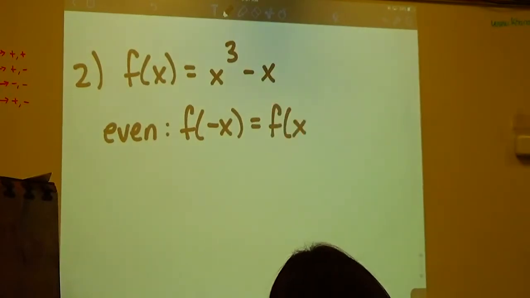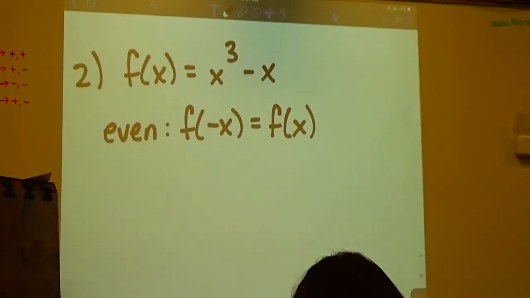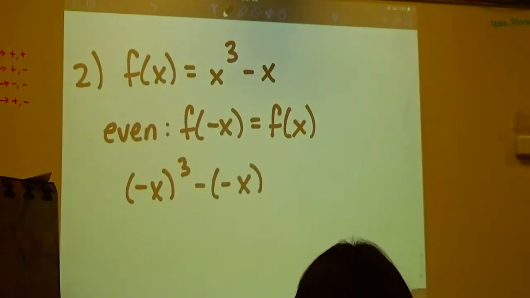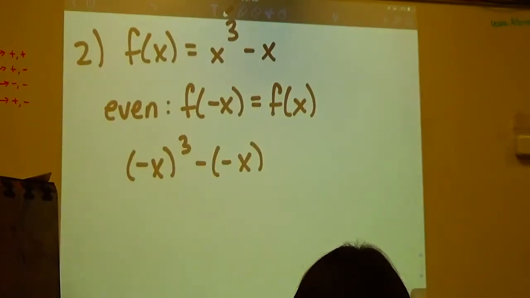So we want f of negative x to equal our original function. So I'm going to plug in negative x. So I'll get negative x cubed minus negative x. That's going to be negative x cubed plus x. Is that our original function? Nope, so it's not even.